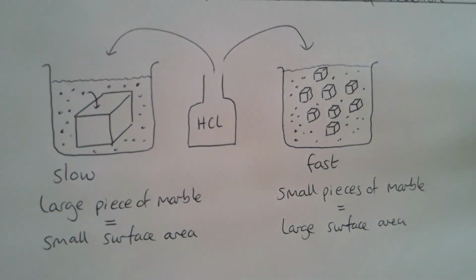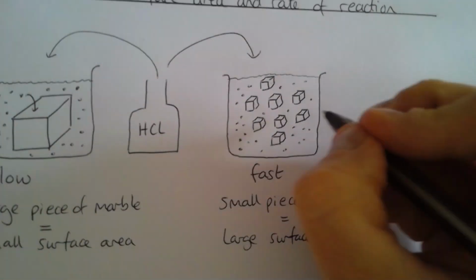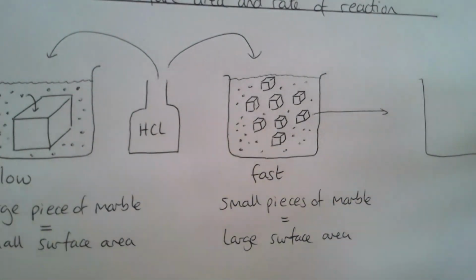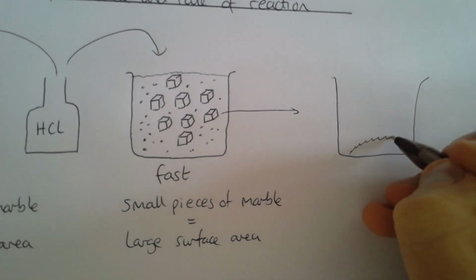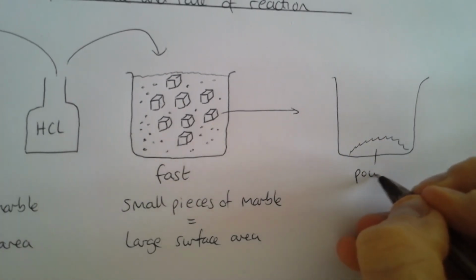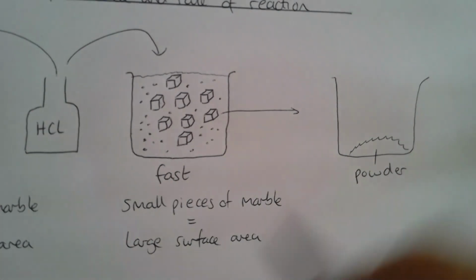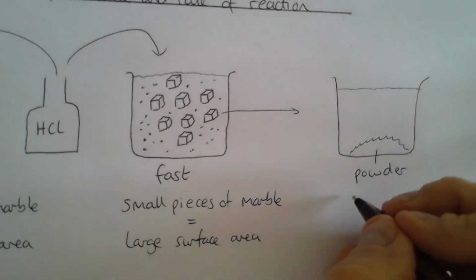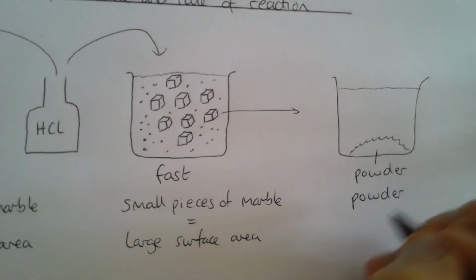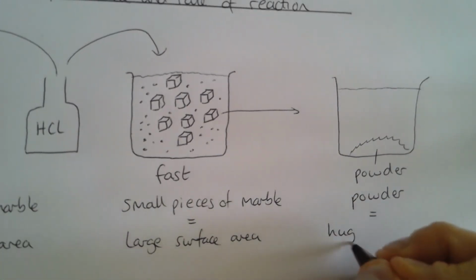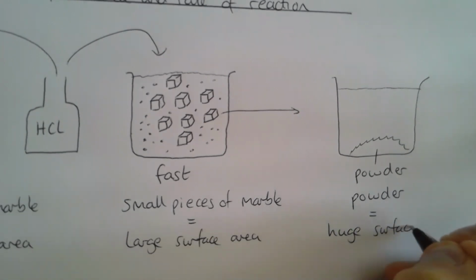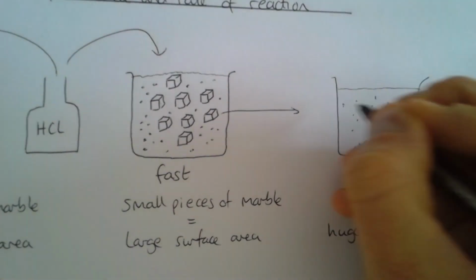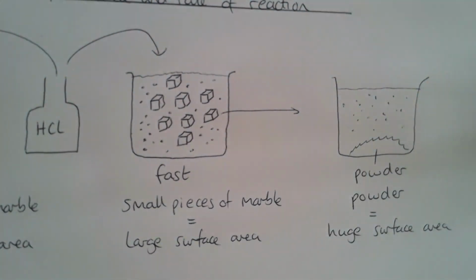Now there's a way we could increase the surface area even more, and that would be to take our marble chip and grind it up into a powder. Then the surface area would be absolutely huge. Don't forget, we've still got all of our hydrochloric acid particles reacting in here.